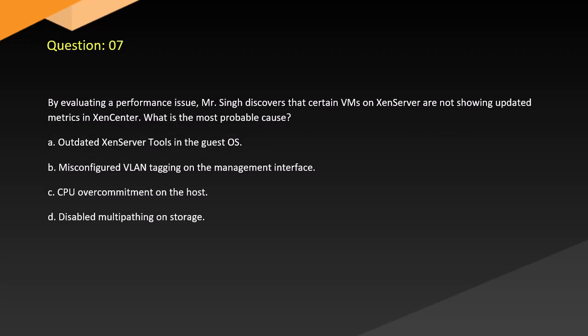Question 7. By evaluating a performance issue, Mr. Singh discovers that certain VMs on XenServer are not showing updated metrics in XenCenter. What is the most probable cause? A. Outdated XenServer tools in the guest OS. B. Misconfigured VLAN tagging on the management interface. C. CPU overcommitment on the host. D. Disabled multipathing on storage.